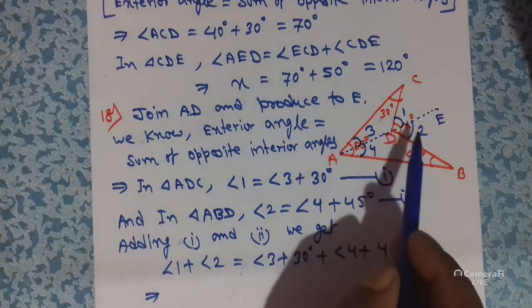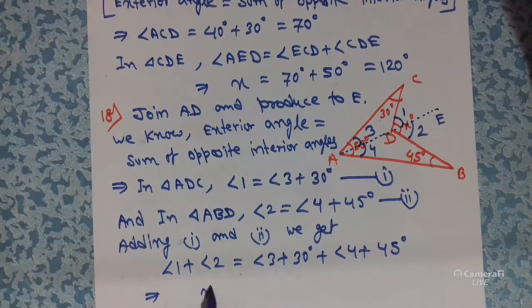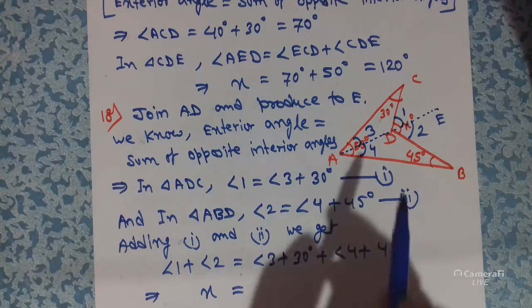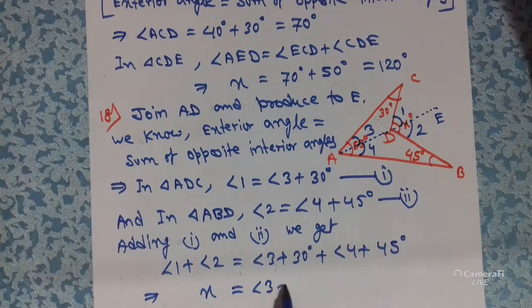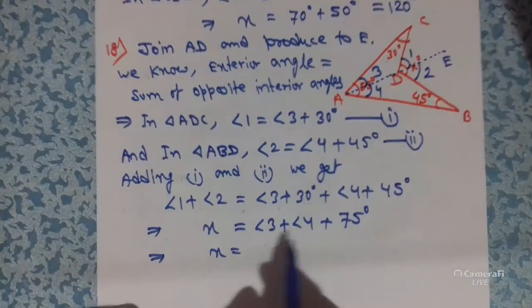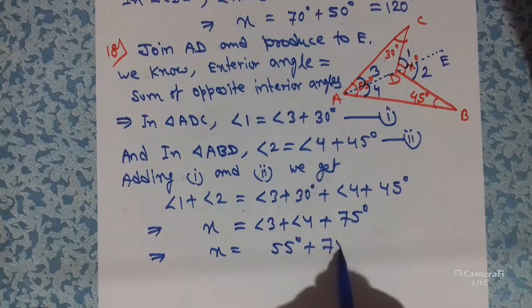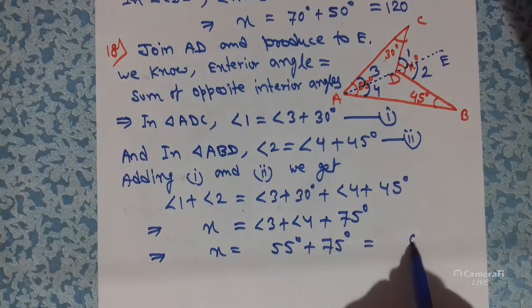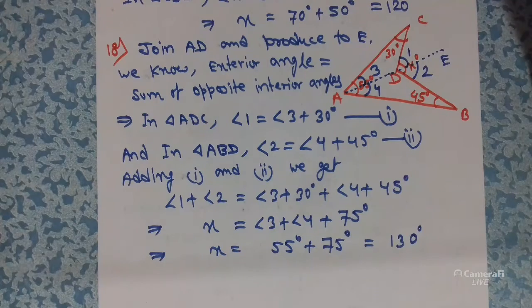So here angle 1 plus angle 2 both make x degrees, so we can write x, and angle 3 plus angle 4 makes 55 degrees. So we can write angle 3 plus angle 4 plus 30 plus 45, which is 75. So x is equal to 55 plus 75, which is 130 degrees. Understood?